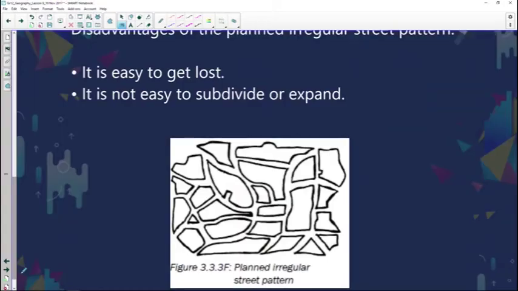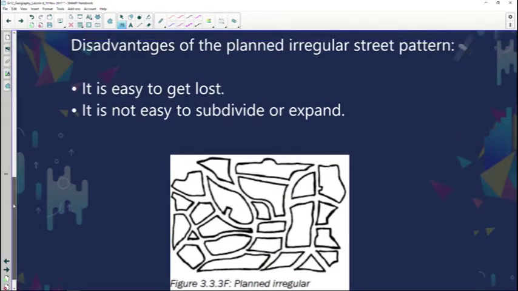Now if the urban area had to expand, it's going to be very difficult to expand this street pattern as well. As you can see on this diagram, planned irregular pattern. It's mixed shapes and sizes, especially in suburban areas, but very importantly over here, we can use it on places that are quite uneven.